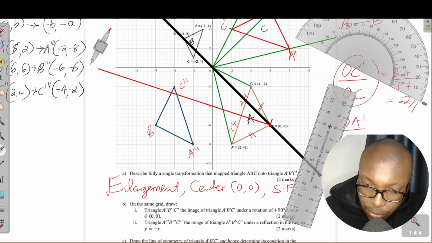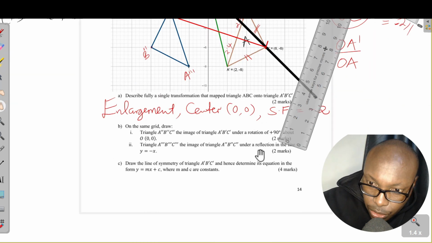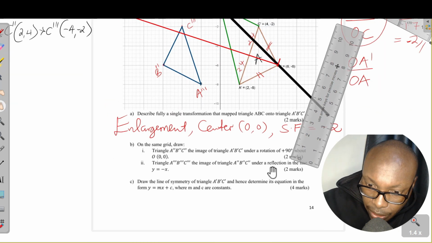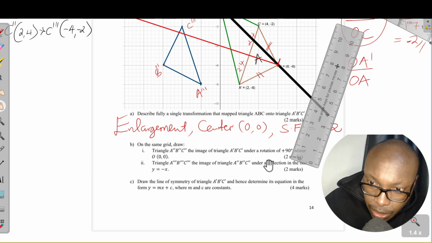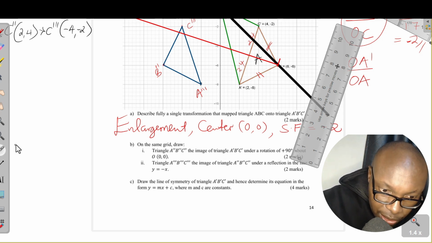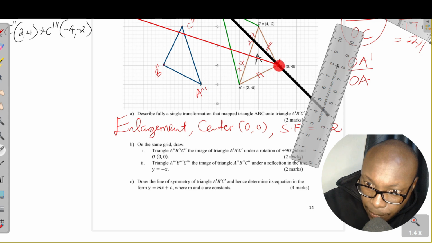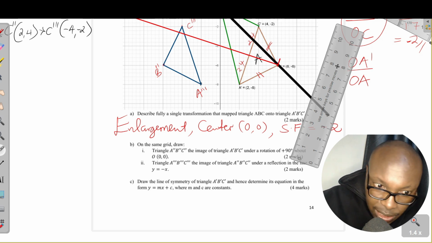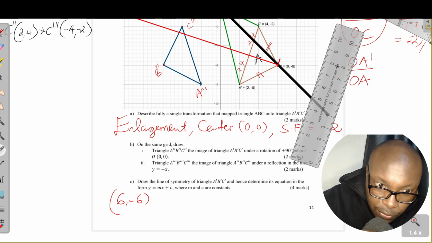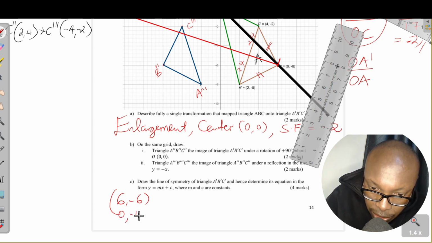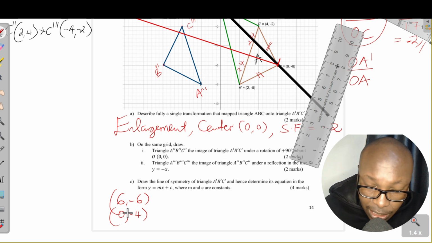Now what we require to get is the equation. We actually need to get the equation of that line. To get the equation, we need just 2 points on that line, and identifying these points is very easy. The first point is here. This is point B, which is (6, -6). And then I have another point here, any 2 points on that line. This is (0, -4). So these 2 points can help me get the equation.